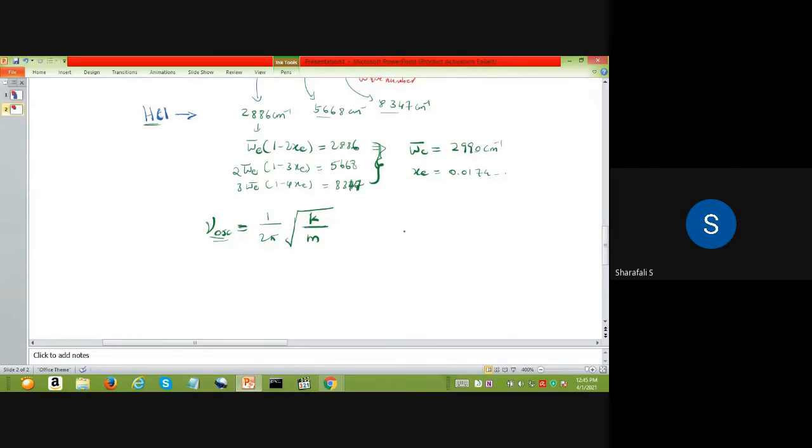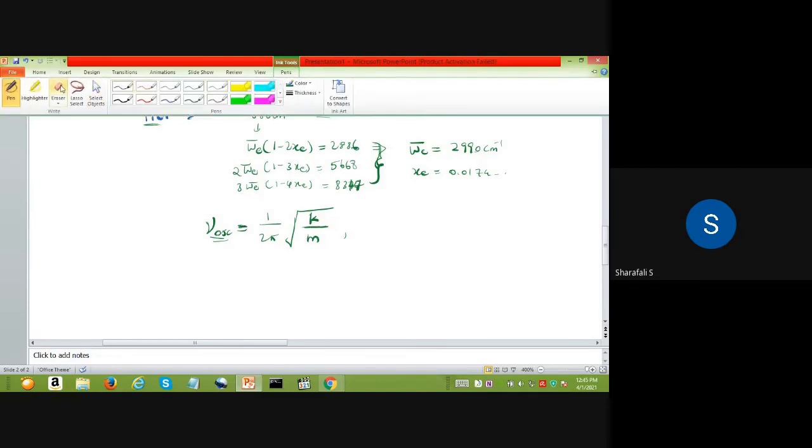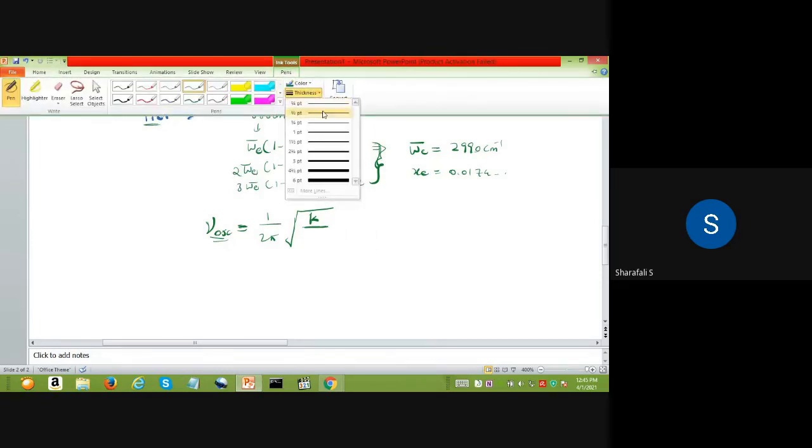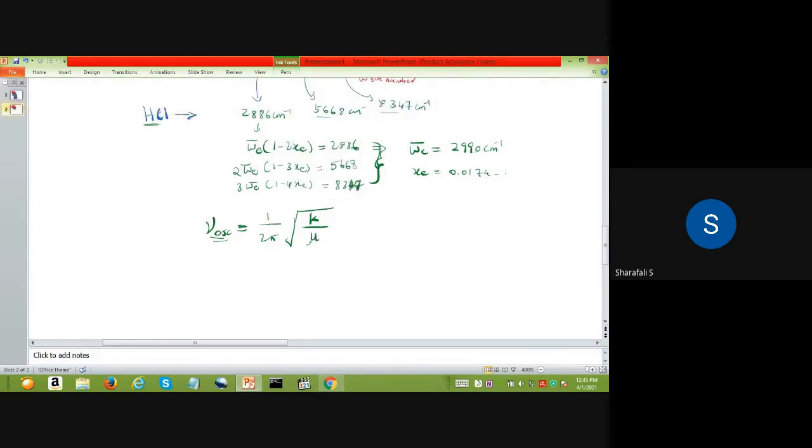So the same scenario if you consider for the case of the HCl molecule, then we can have this 1 by 2 pi root k by m. Instead of m, we'll be having mu because we are having a diatomic molecule. For the diatomic molecule case, we have that reduced mass mu, that is nothing but m1 m2 by m1 plus m2. So from this, we can calculate what is k. k is nothing but 4 pi square times nu oscillation square, times mu.